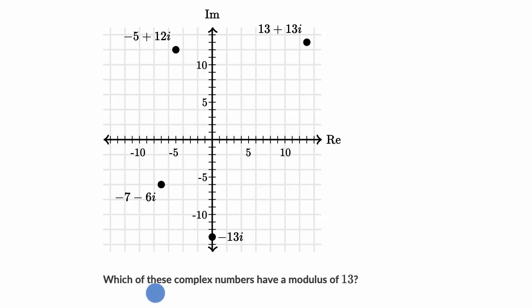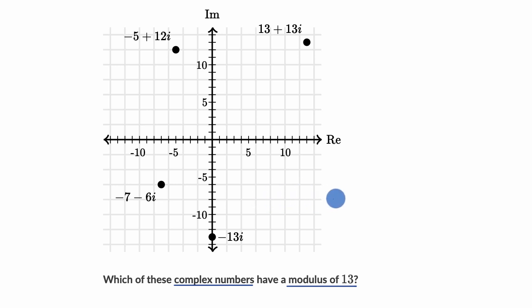We are asked which of these complex numbers has a modulus of 13. And just as a bit of a hint, when we're talking about the modulus of a complex number, we're really just talking about its absolute value. Or if we were to plot it in the complex plane, which is what we have right over here, what is its distance from the origin?